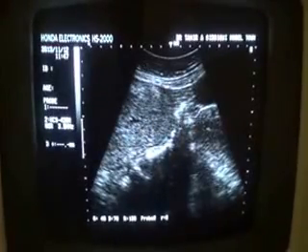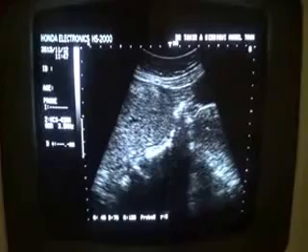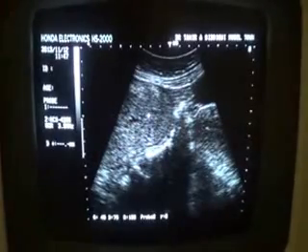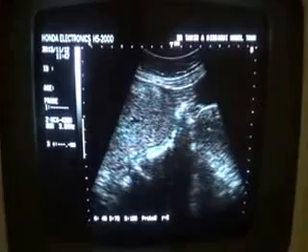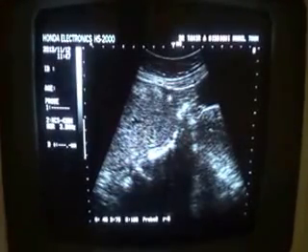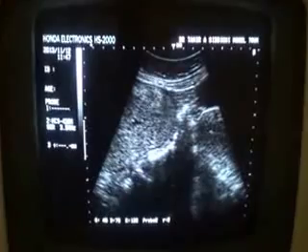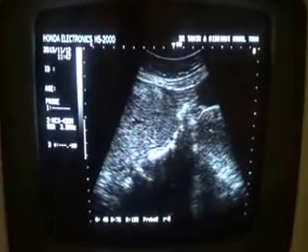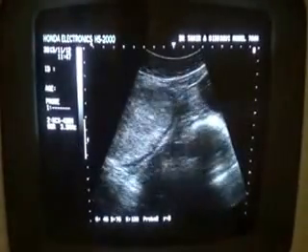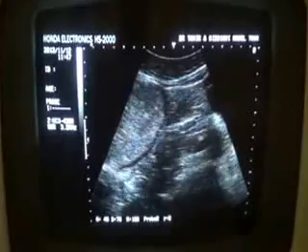You can see that it has no relation. This pelvic mass has no relation with the uterus. The right ovary is not visualized.